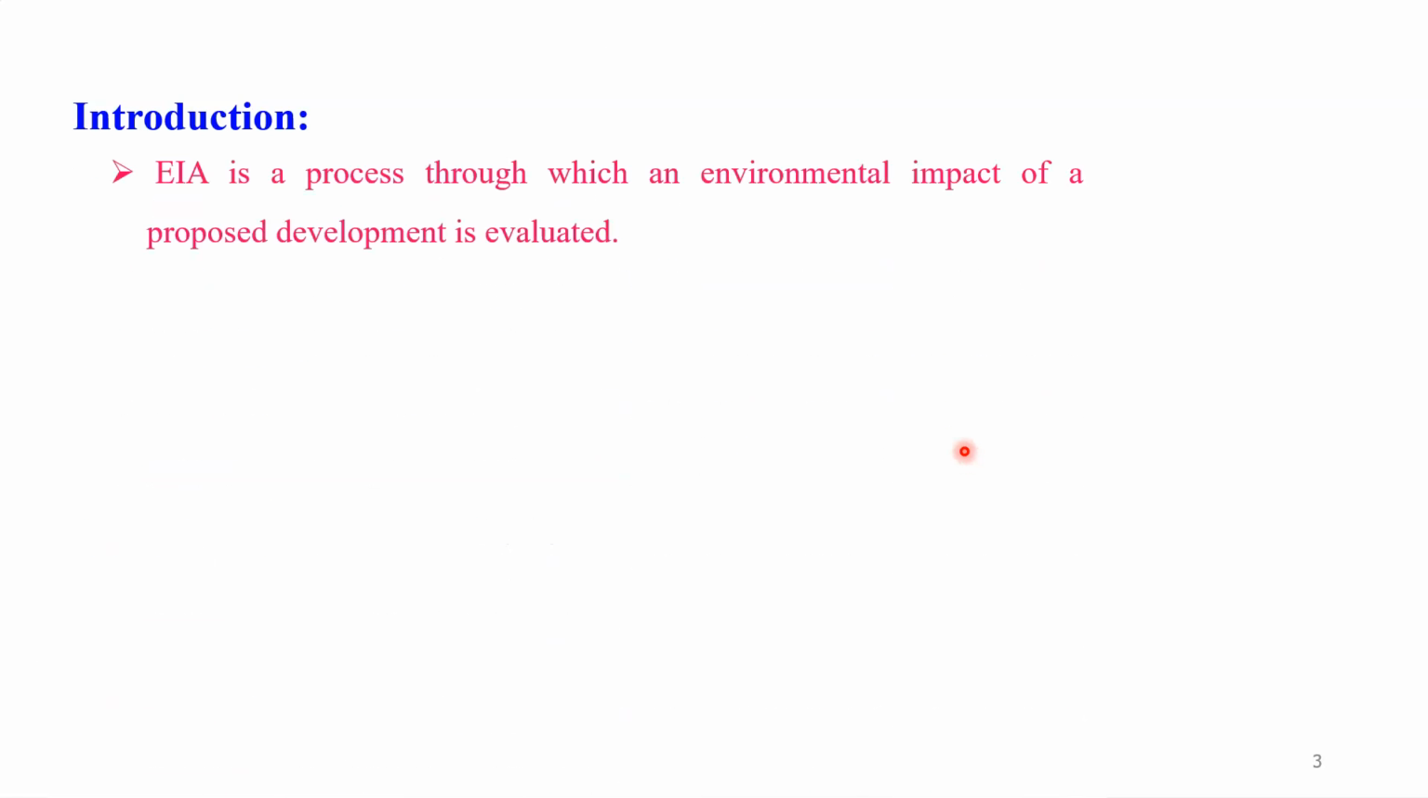Dear student, you know that environment impact assessment is a process through which the environmental impact of any proposed development is evaluated. Means what? Human beings carry out various development projects related to their needs. It may be a thermal power station, any dam, any bridge, or any big industry. At that time it is very important that there should not be any side effect or negative effect on the environment. For that purpose we carry out the environment impact assessment process. So that is very important.